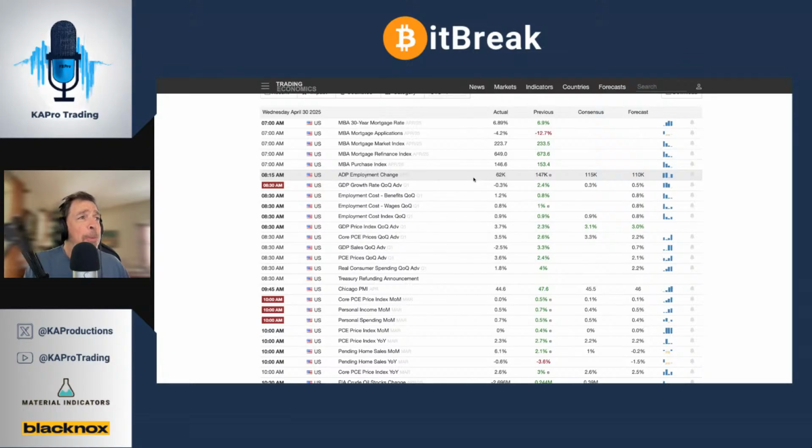I think the most important one was the GDP growth rate quarter over quarter. Forecasted to be 0.3%, it was negative 0.3%. Huge miss on that. And I don't think there's a whole lot of confidence that things are going to get better anytime soon. I think the market feels like things are going to get worse before they get better.